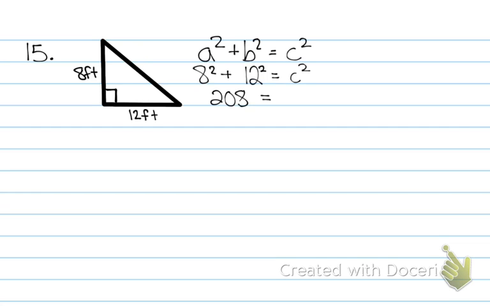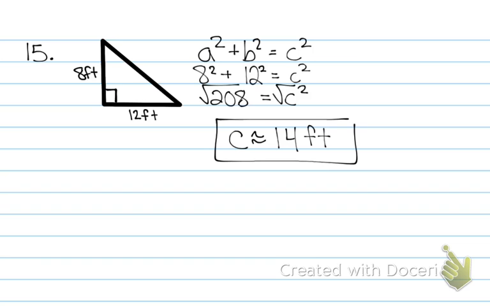208 equals C squared. I had a good handful of students stop here and just boxed in 208 as their answer. What did they forget to do? Square root it. And C is approximately 14.4, which rounds to the nearest integer, 14 feet. Yes. This is the last question on your test.